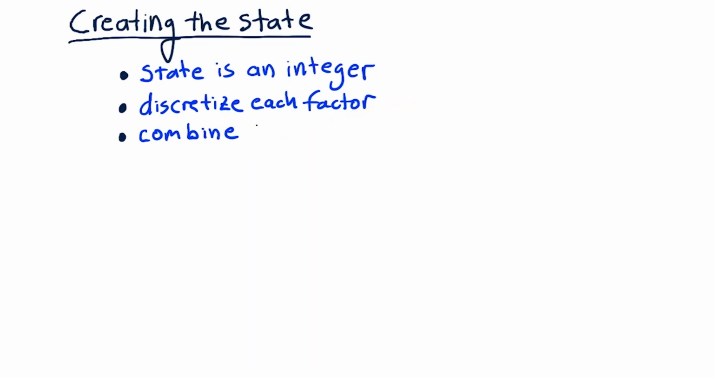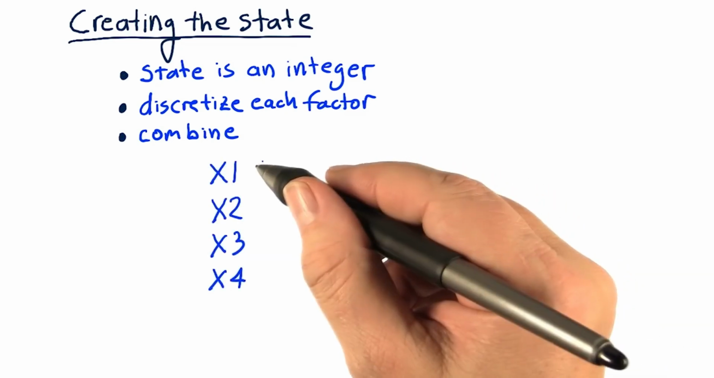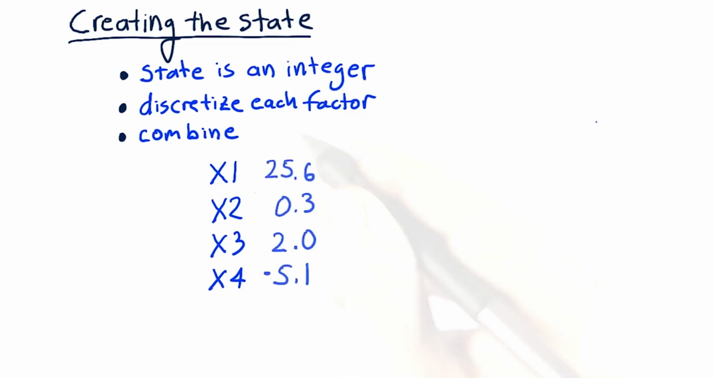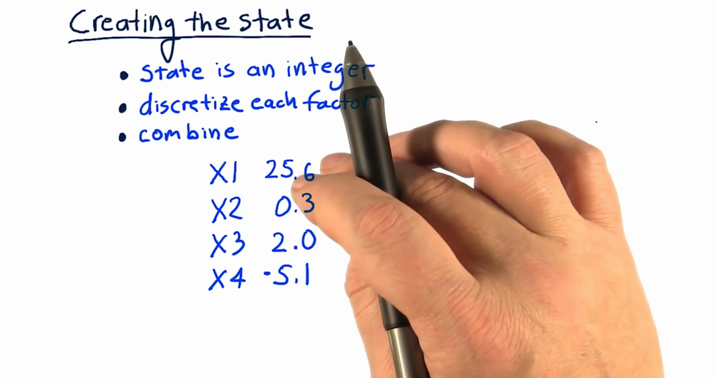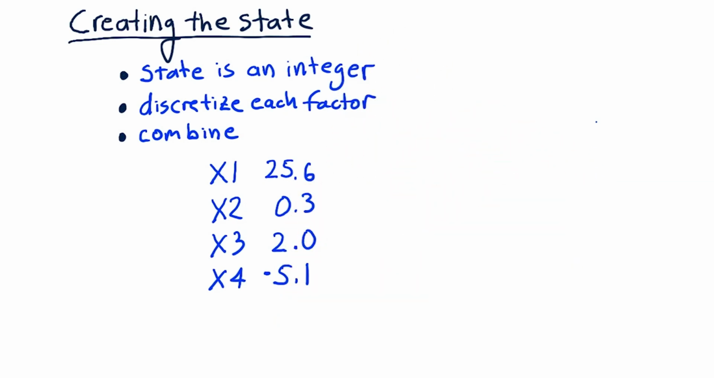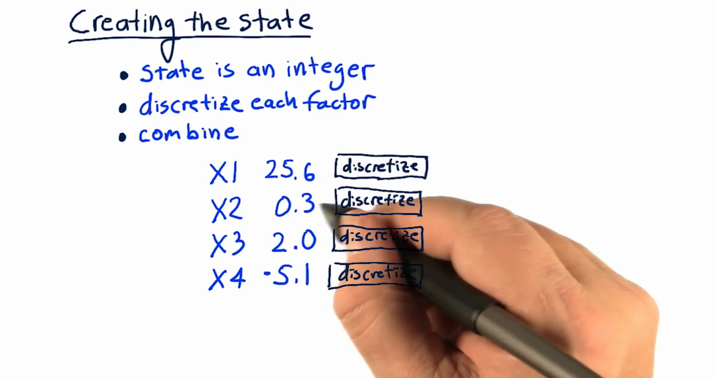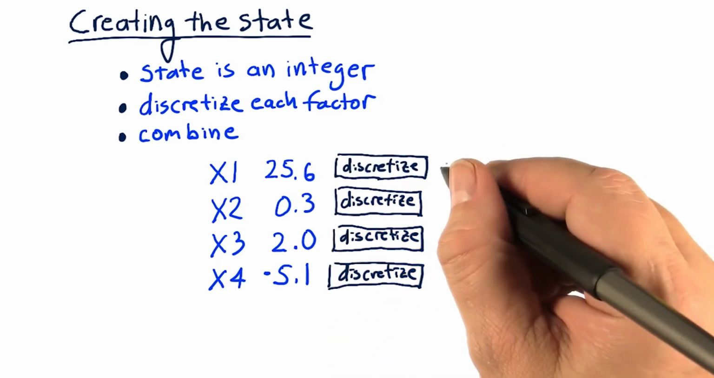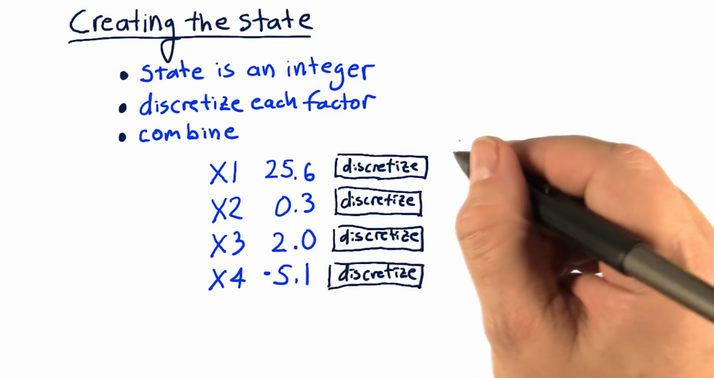We're assuming that we're using a discrete state space, and that means more or less that our overall state is going to be this one integer that represents at once all of our factors. So consider that we have 4 factors, and each one is a real number. Now we have separately beforehand figured out how to discretize each one of these factors. So we run each of these factors through their individual discretizers, and we get an integer.